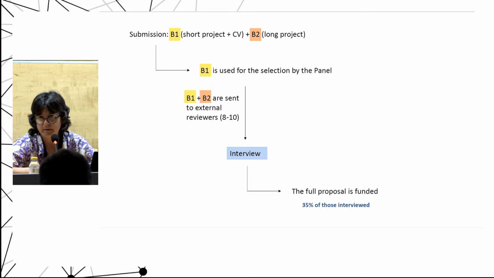And then if you pass the interview, together with the reviewers' scores, then the full proposal maybe will be funded. In my panel, it was 35% of those interviewed. And then I don't know how many overall, but maybe the rate of success could be around, I guess, 10 or 15% maximum.